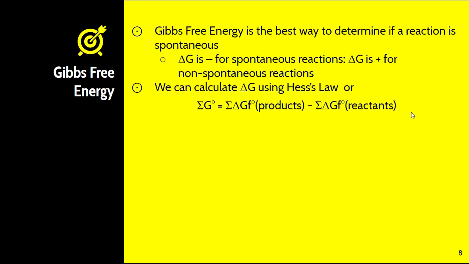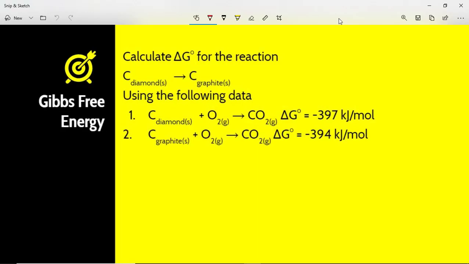And we can calculate delta G using Hess's law. We can also use the same formula that we used before, delta G of your products, subtracting delta G of your reactants, okay? So pretty straightforward on how to calculate that as well. Let's do a practice problem. So let's calculate the delta G for this reaction. We have diamond going to graphite using the following data.